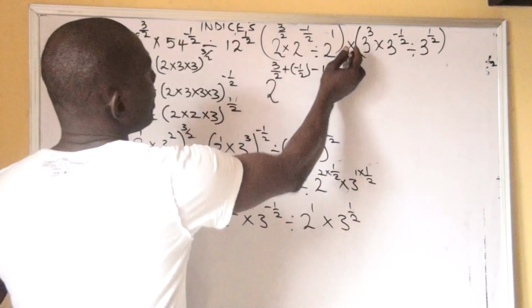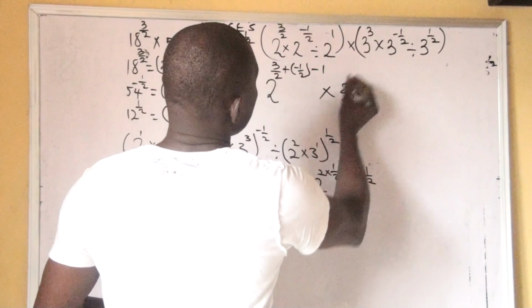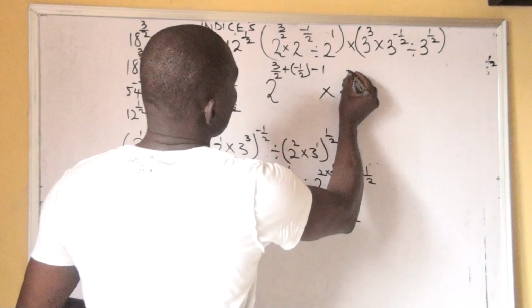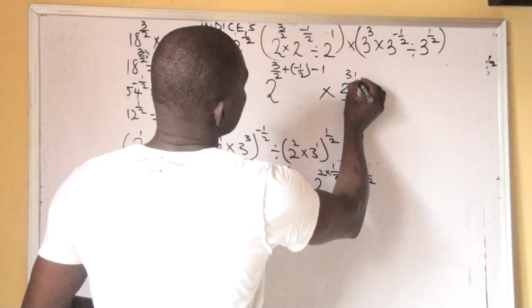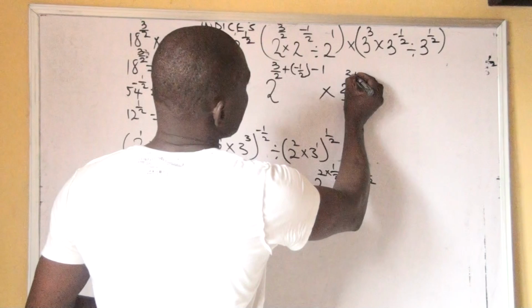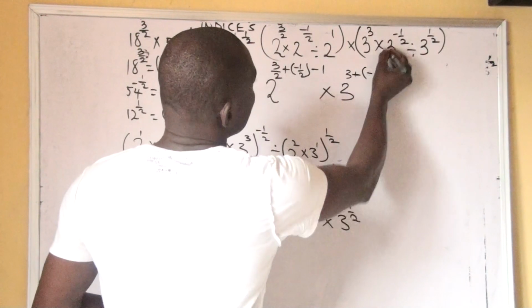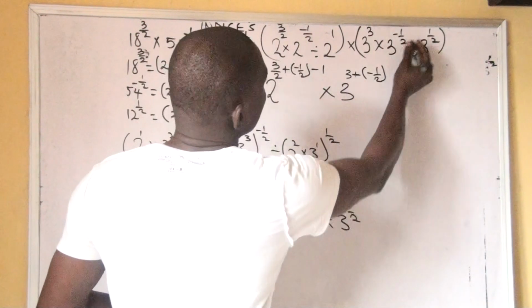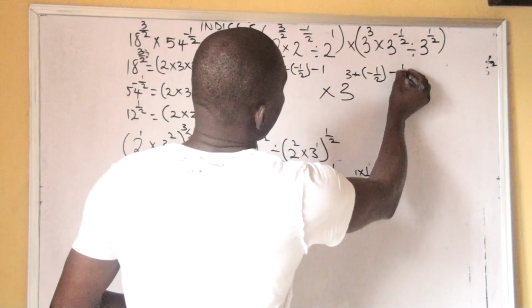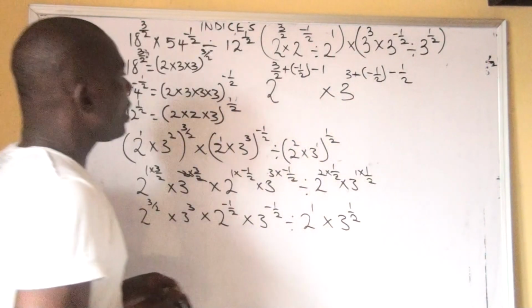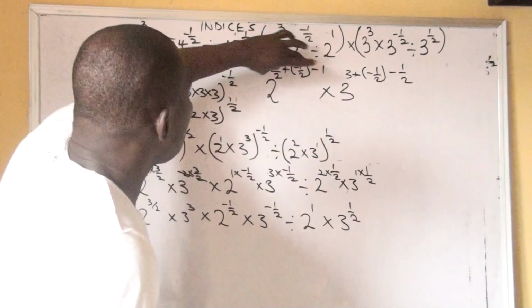You see times, this times here. Here we take 3 as a common base. Here we have 3 plus, because of this multiplication sign, here open bracket minus half. Here is division, minus half. Okay. Now what we're going to do here, we will leave all this in first.